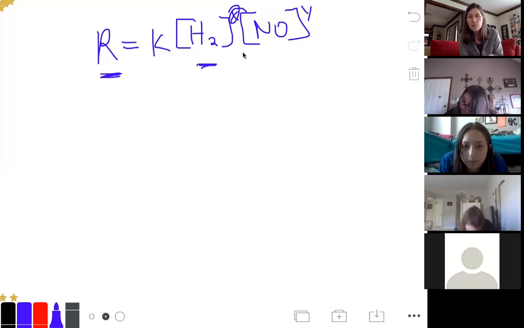So we're just saying from trial 1 to trial 2 that the nitrogen oxide concentration doubled. I'm just observing that. I went from 0.3 molarity to 0.6 molarity. It just doubled.